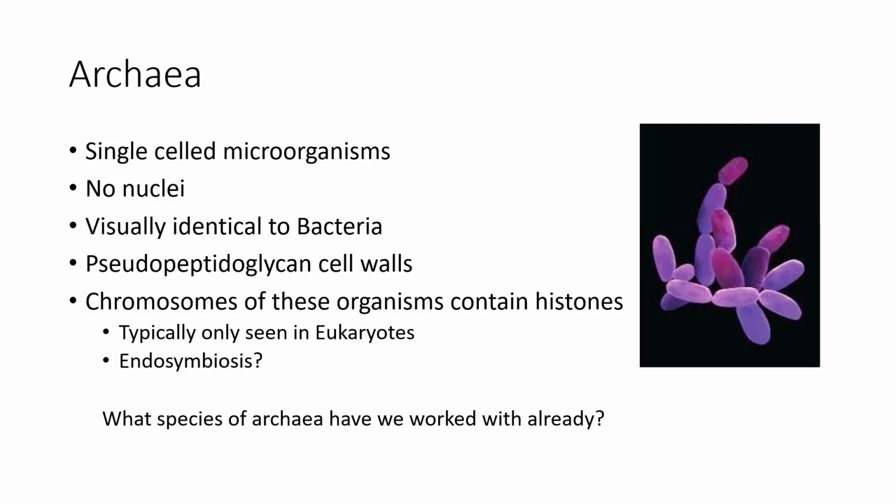The first one is archaea, which are all single-celled microorganisms. They don't have a nucleus. They're very similar in appearance to bacteria, right? This would just be a bacillus bacteria, very similar. I don't think you could tell them apart just by looking at them. What's different is that they do have histone proteins on their chromosomes, which is typically only seen in eukaryotes, and these are prokaryotic cells, right? So they do not have a nucleus.